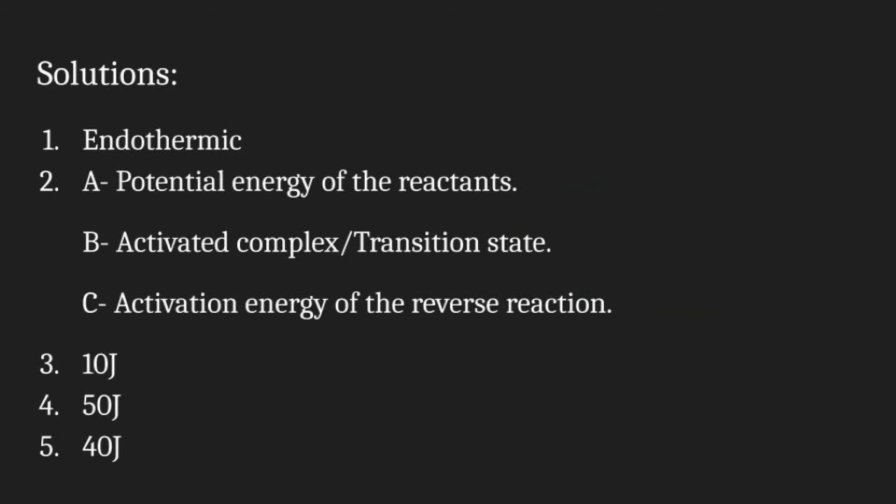So the solutions are as follows. This is an endothermic graph. Line A is the potential energy of the reactants. Line B is the activated complex or transition state. Line C is the activation energy of the reverse reaction. And then for question 3, the answer was 10 joules. For question 4, it was 50 joules. And then for question 5, it was 40 joules.